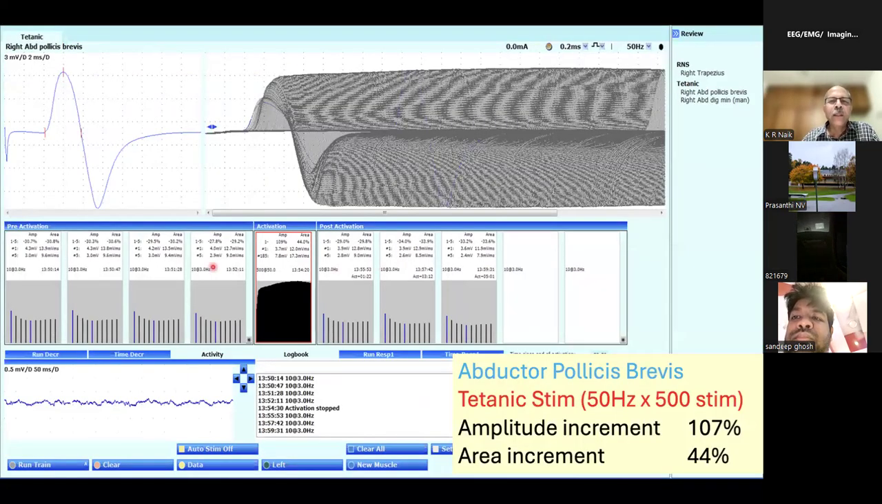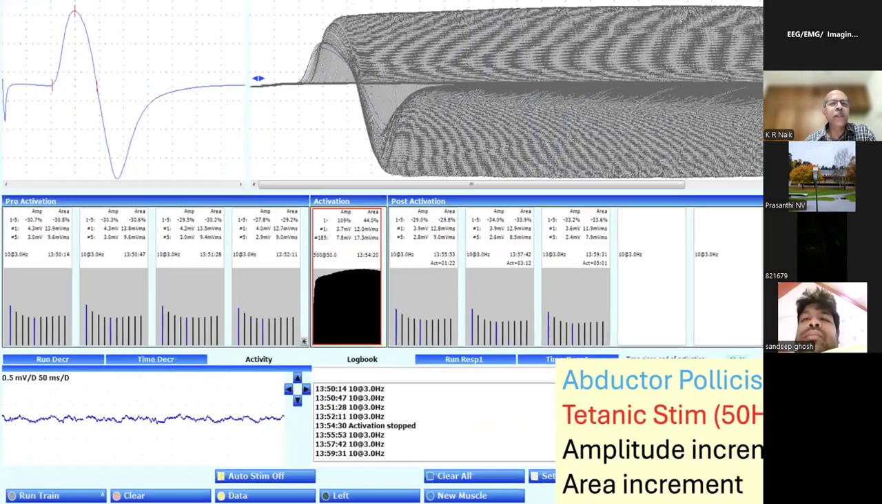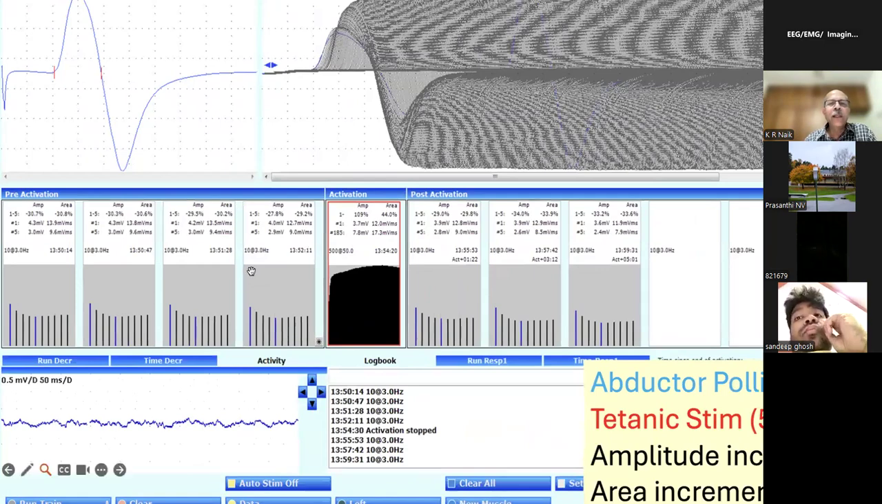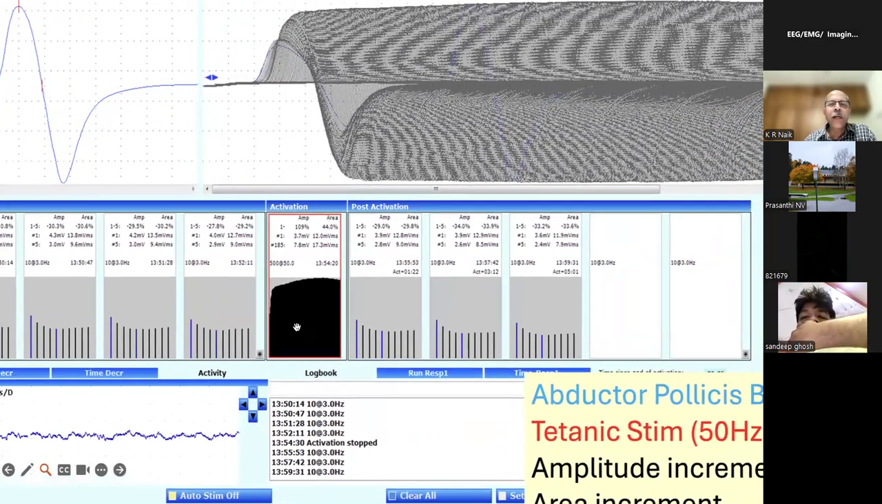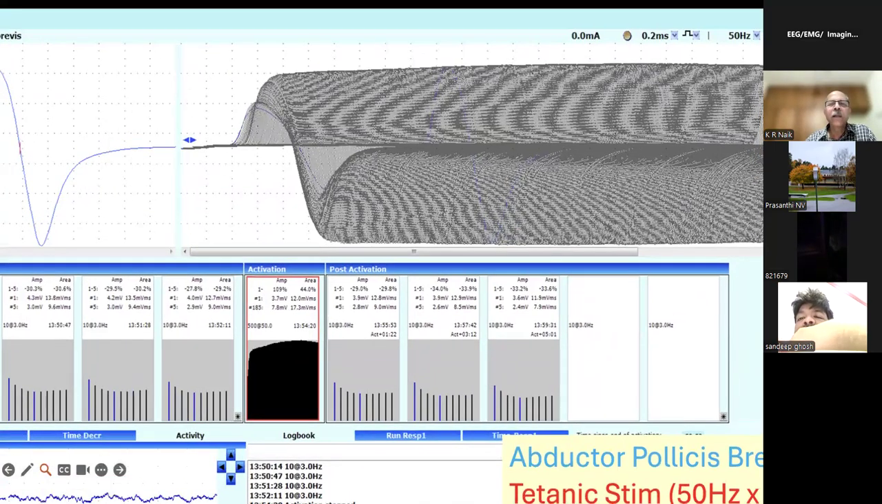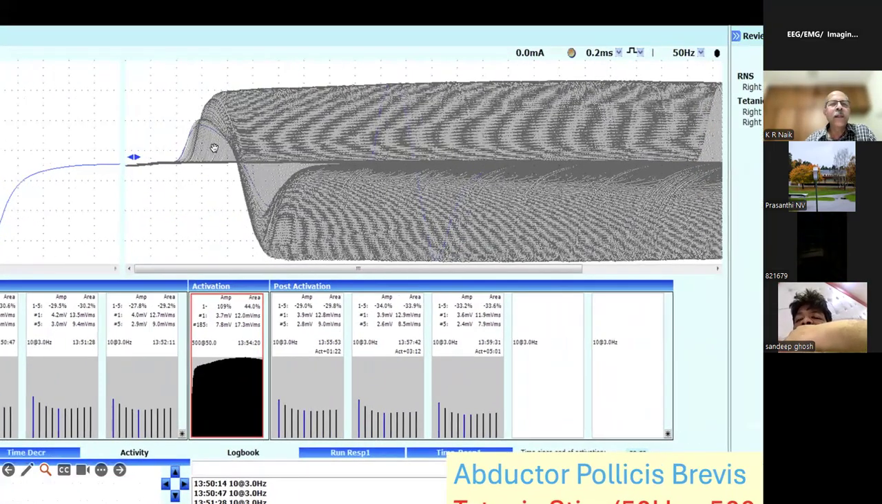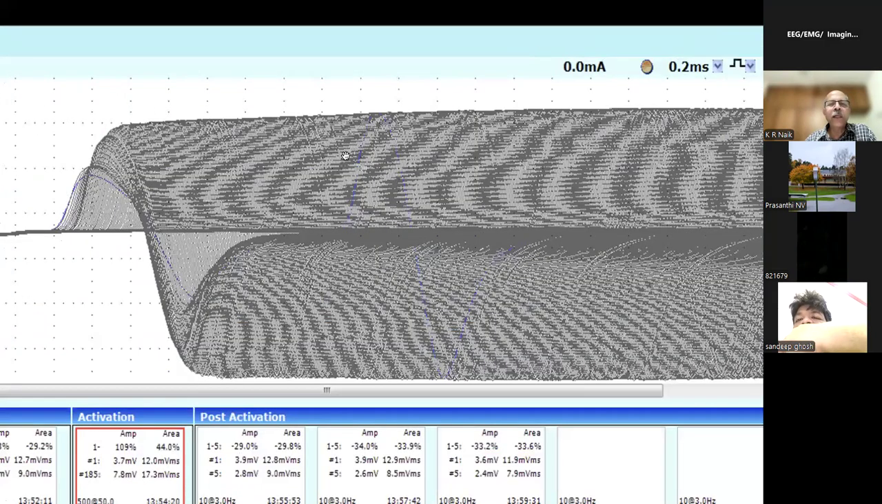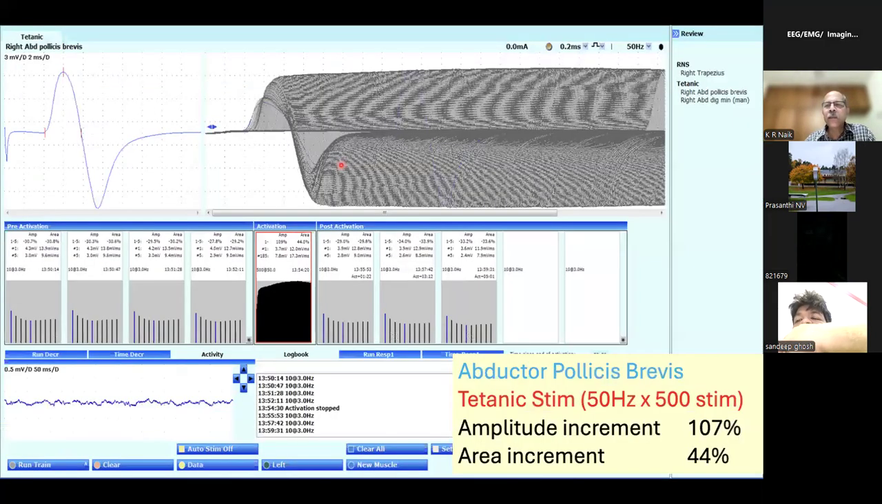Okay. This is a patient with myasthenia, seropositive, not MuSK, but it looks like MuSK. This is at baseline. We have decrement of 30%, 30%, 29%, consistent decrement. So this is 500 stimuli. You can see the waveforms, pathological increment. There was a 107% increment.